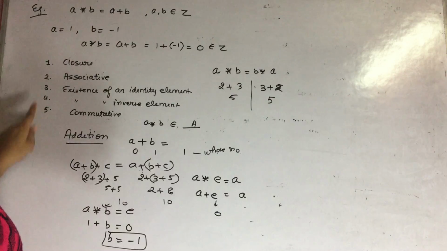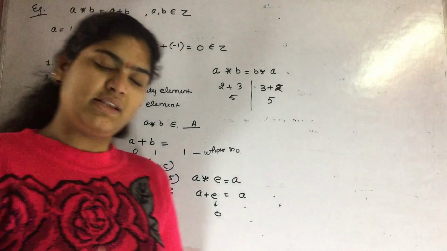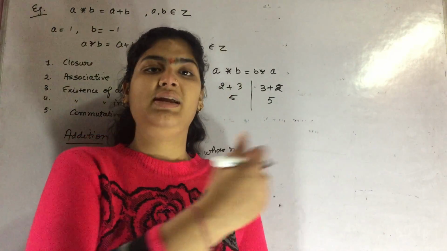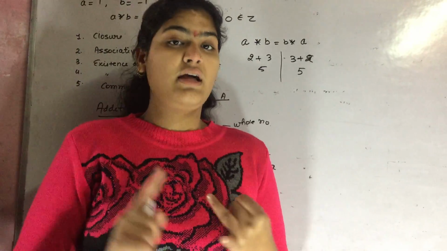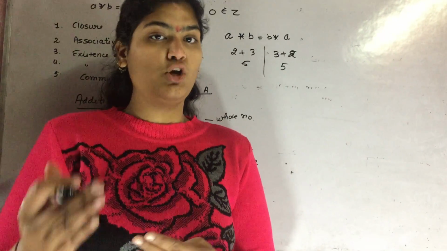In this way, we have discussed so far about the 5 operations and the binary operation, 5 operations related to that property. In our next video, we are going to discuss about the abelian and group and the part of it, abelian group.